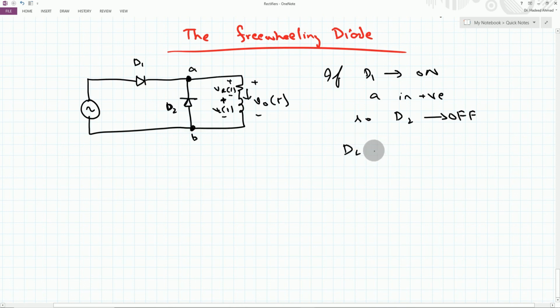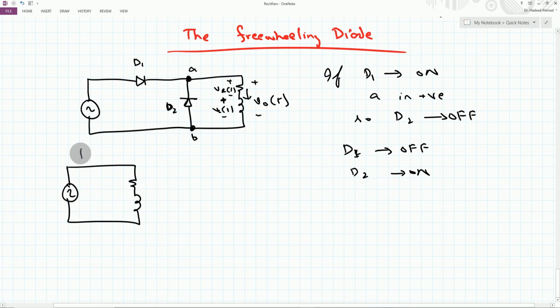So when D1 is off, then we have the D2 on, such that we have a short circuit across the load during the entire negative half cycle. So during the positive half cycle, we have this type of circuit. This is for the positive half cycle, and during the negative half cycle, these are the loading conditions.